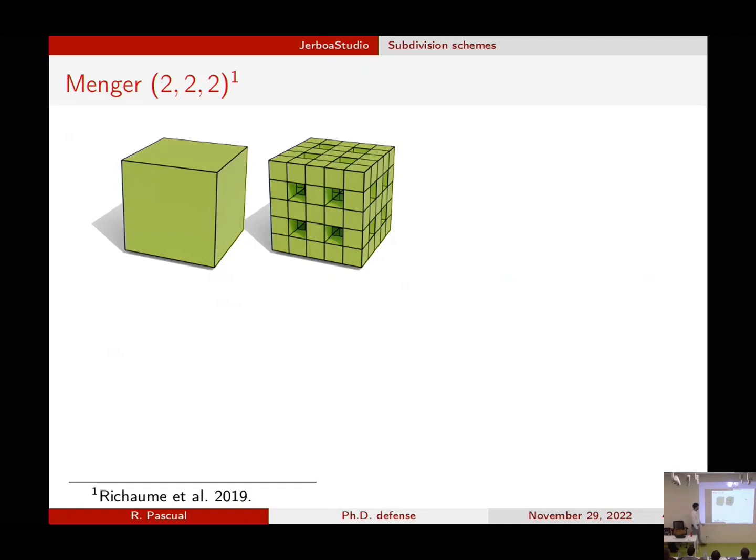I found it in a paper by Ricom and co-authors, where they wanted to study whether this object could be unfolded as a sheet of paper, a completely planar sheet of paper. And there was no description of a transformation from this object to this object. So they built it by hand. Well, I did the same, but now I have my mechanism.